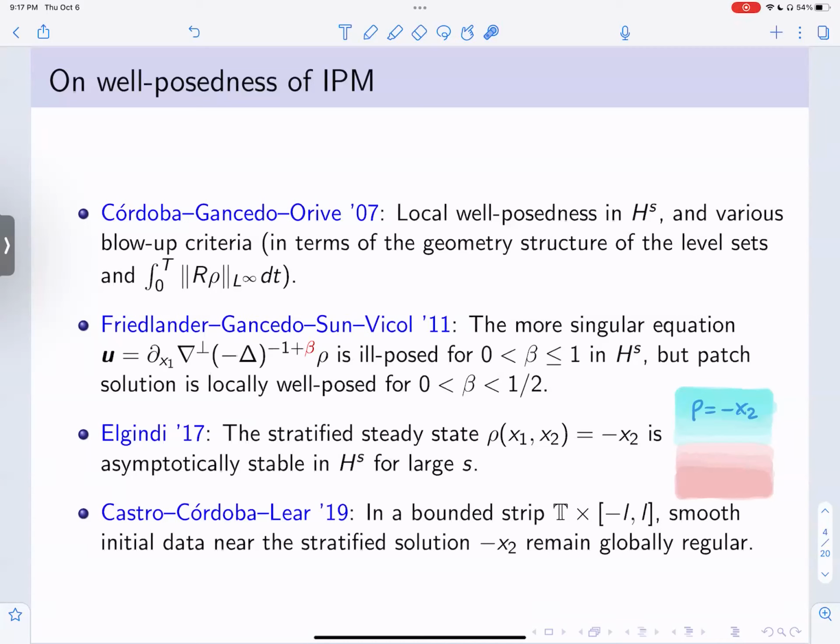Okay, he shows that this kind of steady state is asymptotically stable, and that directly implies that if you do a sufficiently small perturbation, you will have global existence, and you will be converging to the steady state in H^s for s that is large enough.